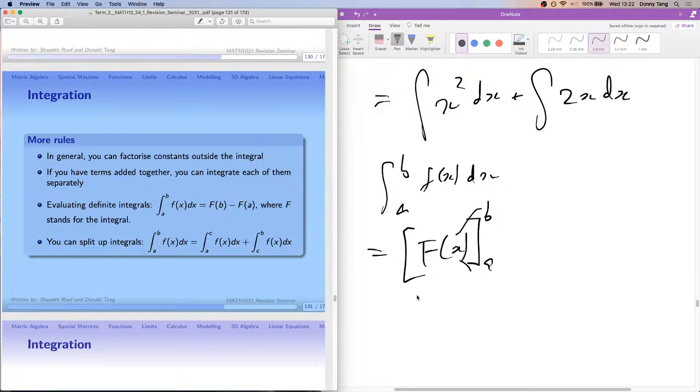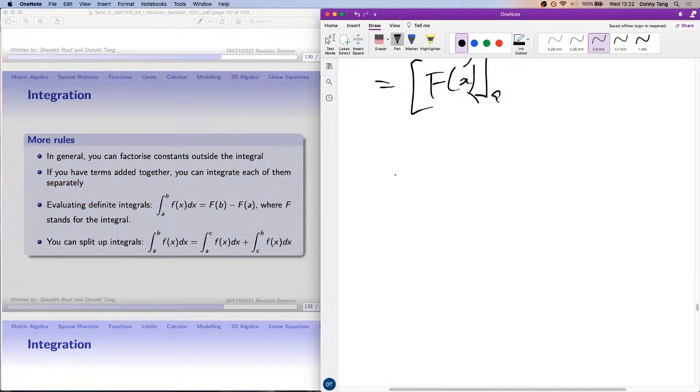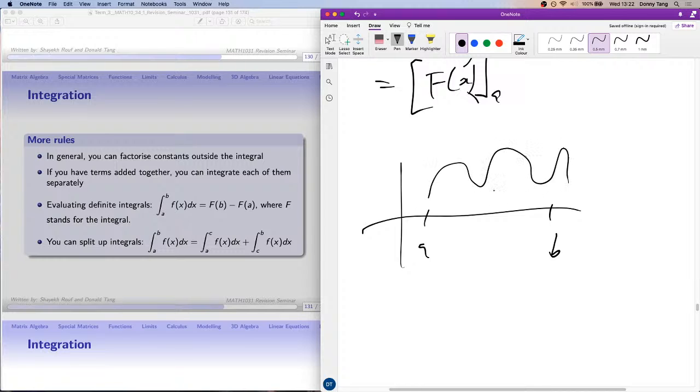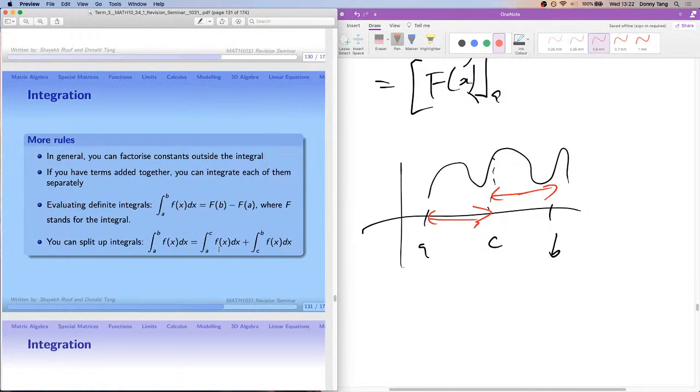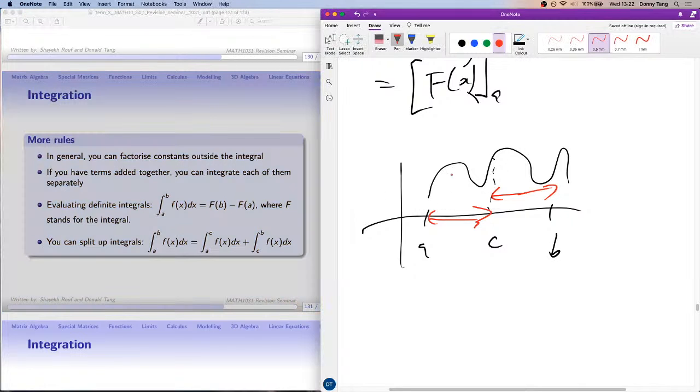But what this is saying is, if you have an integral from a to b, like this, you can find an intermediate point called c, and you can find the integral from a to c and add it to the integral from c to b. And that's why you can see the bounds from a to c and c to b like so. They're the same because all you're doing is adding two areas together.